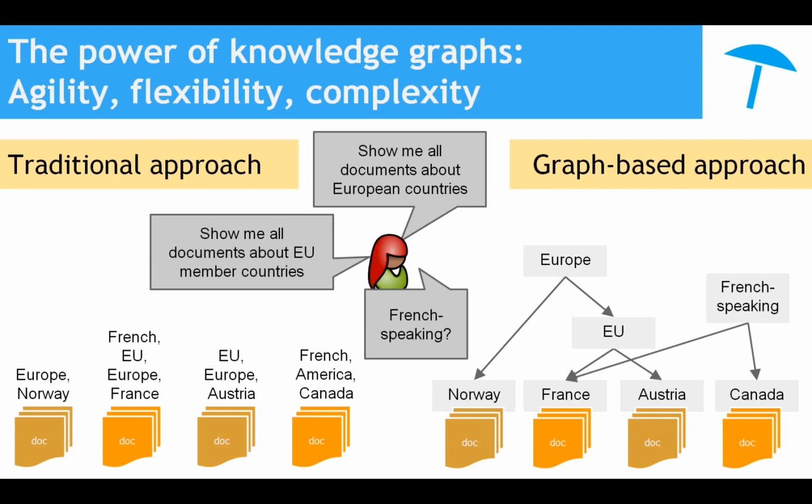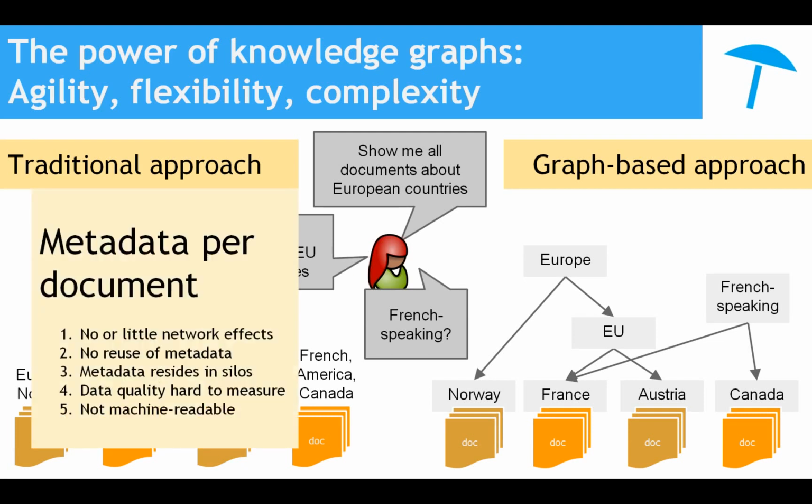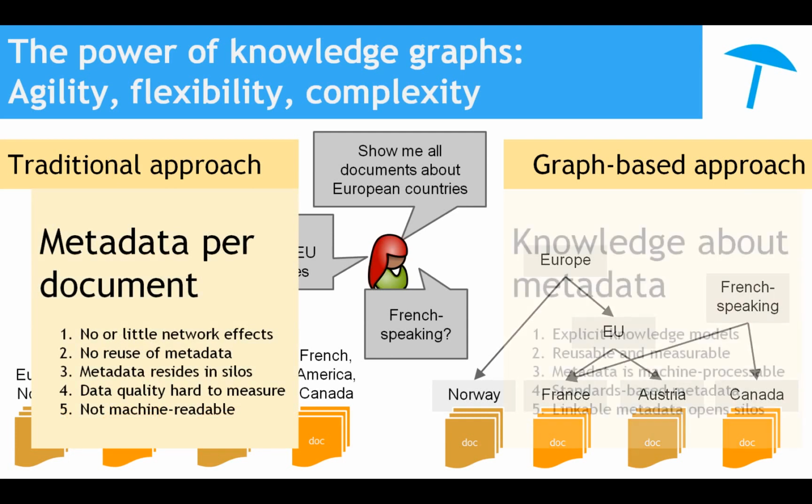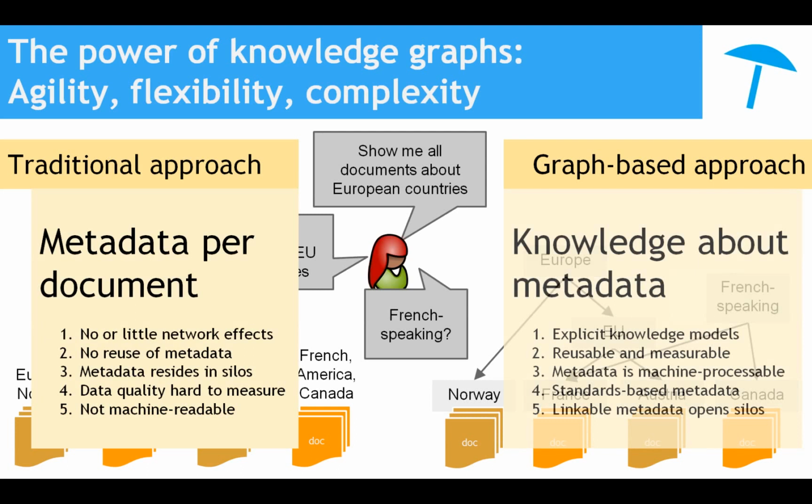And so we can go ahead and say, show me the French-speaking ones, and you see we add it on the left-hand side to every document. On the right-hand side, we just make a little note in the knowledge graph saying, what are French-speaking countries? In our example, it's France and Canada. So in the traditional approach, we do metadata per document, and in our new graph-based approach, we do knowledge about metadata. So it's much less effort. It's somehow a centralized approach.